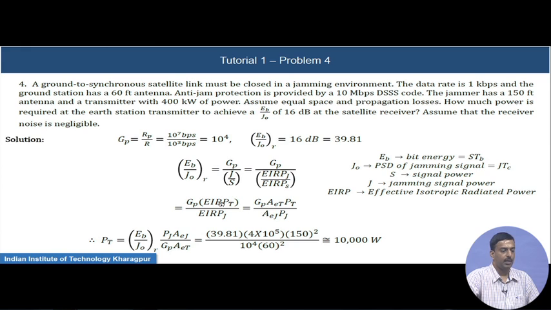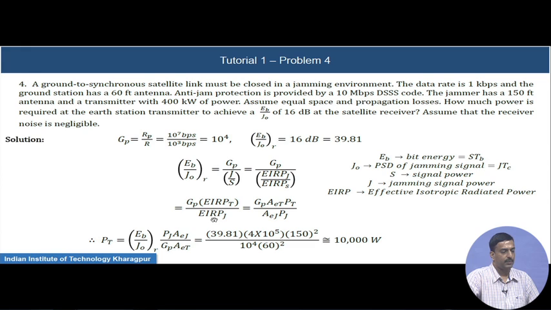We also know that EIRP is proportional to the power that is radiated, which in this case is PT at the transmitter and PJ for the jammer, and we have made use of the fact that the cable losses for the jammer as well as the transmitting station antennas are the same, therefore the ratio cancels out. So, you do not see cable losses, which is essentially inversely proportional to EIRP, figuring in this expression.